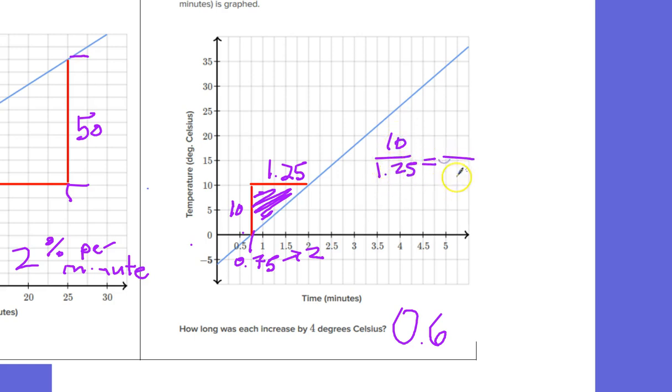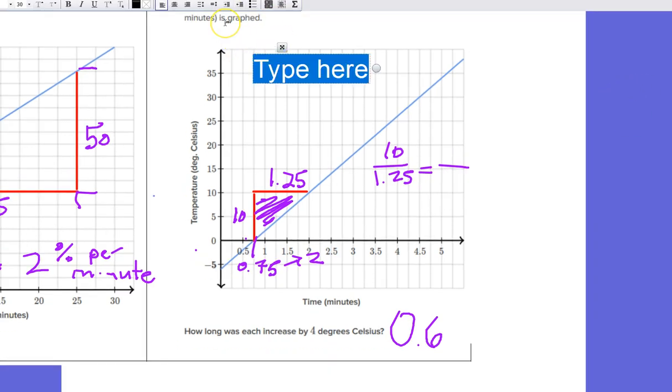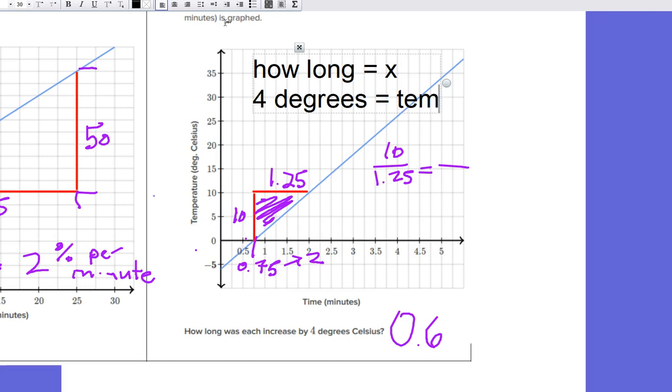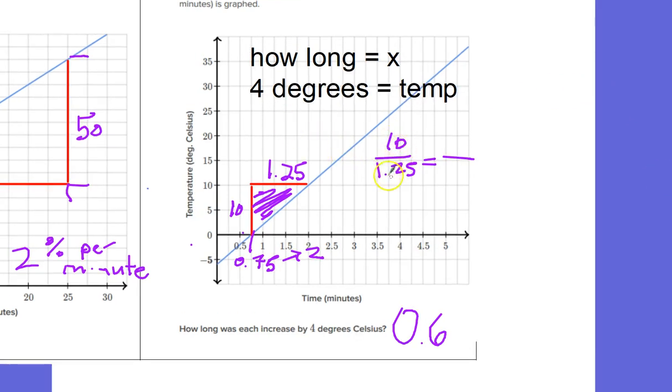I don't know how long the next one's going to be, so that's going to be x. So how long is unknown? And then 4 degrees is the temperature change. So the ratio 10 degrees over 1.25 is the same as 4 degrees over x. And now I can do crisscross applesauce. So 10x equals 4 times 1.25, that's 5. And then I divide by 10.